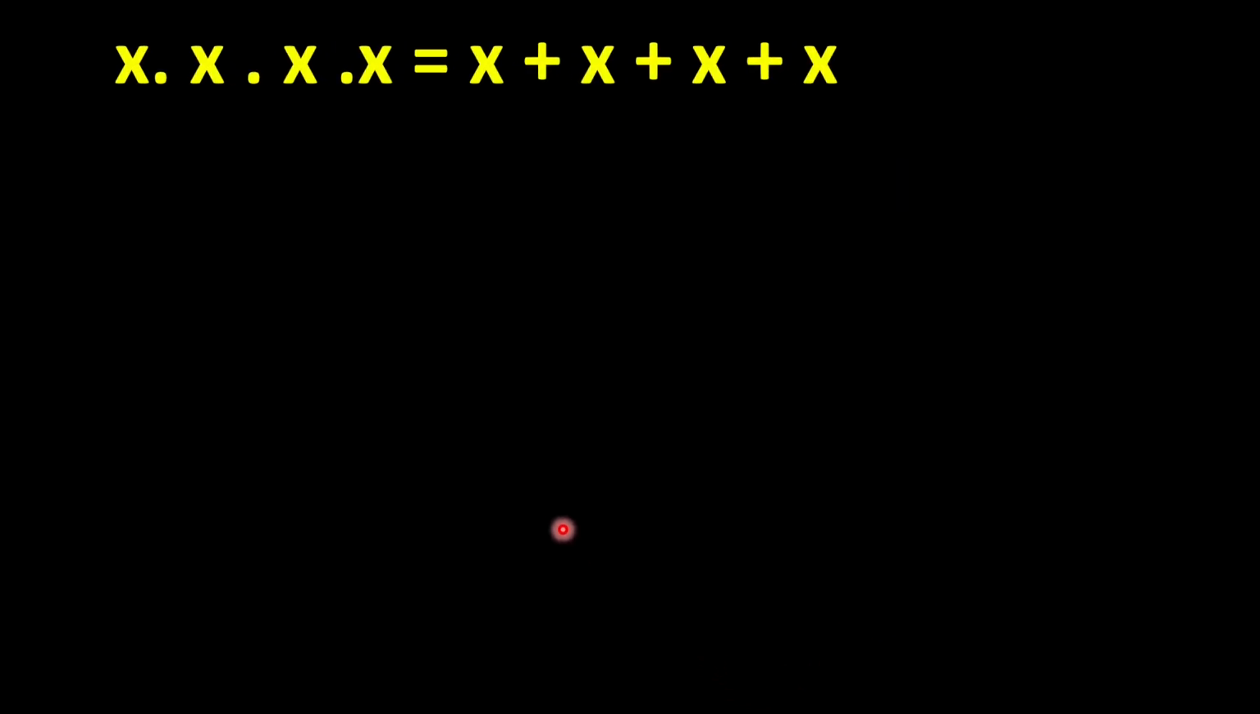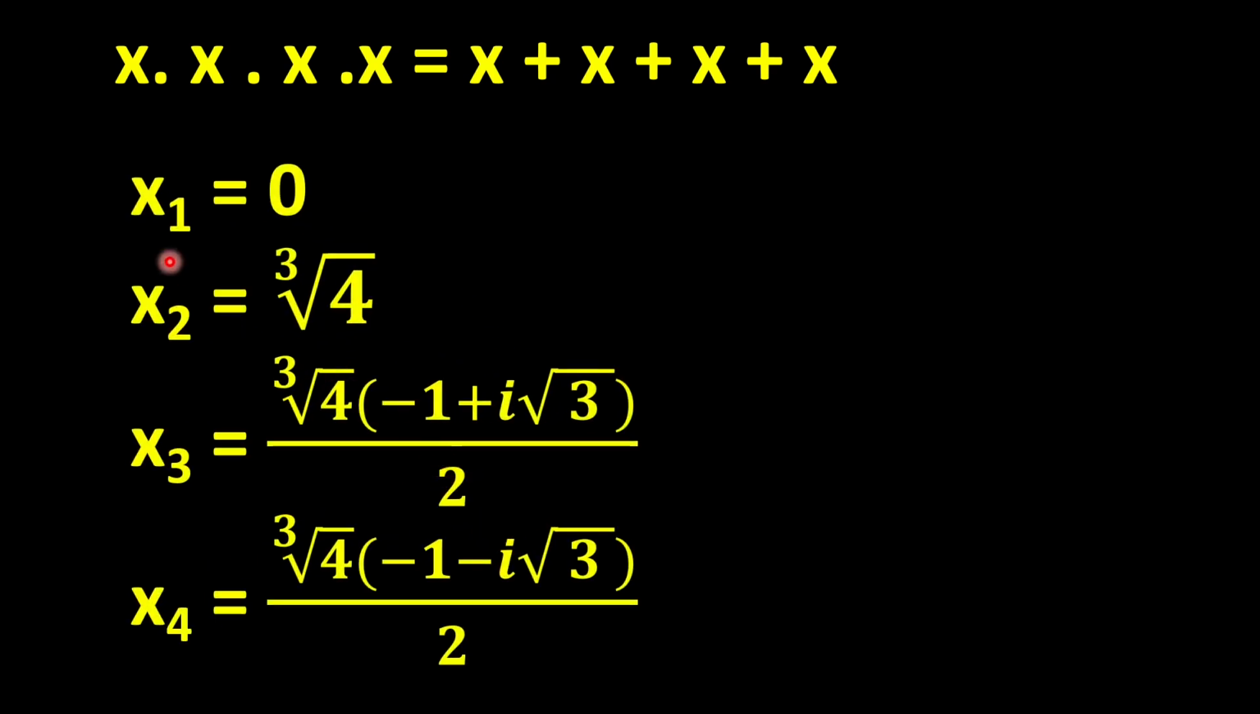So this was our question, and now we have four roots of this question. The first one is 0, which we have determined earlier, and the second one is cube root of 4. These two solutions are real solutions, and solution number third and fourth are complex solutions of this question. So overall it has 4 solutions.